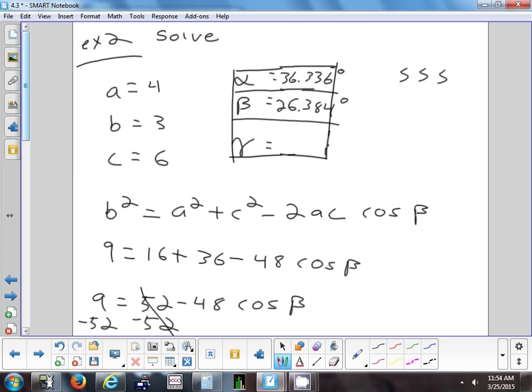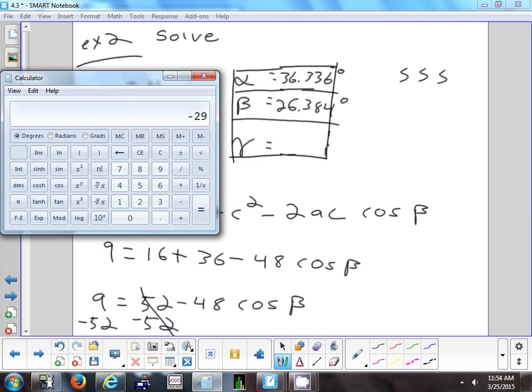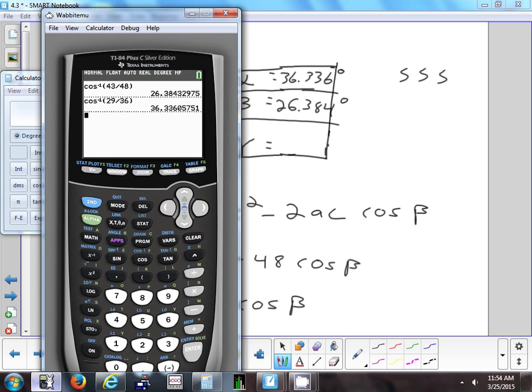Okay, last step, add them up and subtract from 180. Or just subtract them individually from 180. You got 36.36, you just divide 29 divided by 36, correct? Yep, I typed in inverse cosine. Oh, okay. Yep, inverse cosine of 29 over 36.